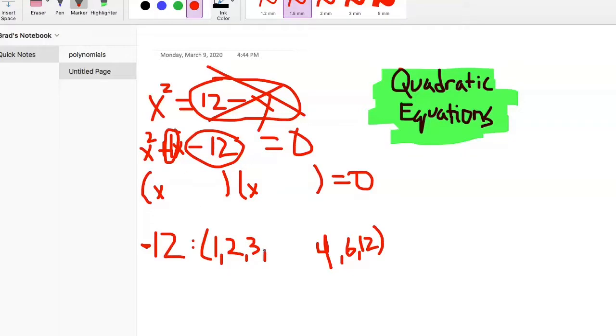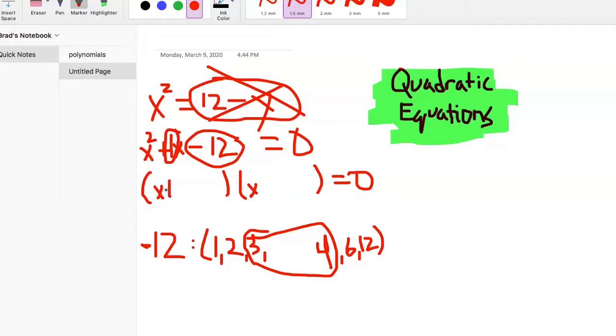Okay, and so it should kind of strike you that the 3 and the 4, since they're only one number apart from each other, there's a pretty good chance that when we take negative 3 plus 4, that's going to work out. Negative 3 times 4 is negative 12, negative 3 plus 4 is 1. Looks like that would be a pretty good answer, right?